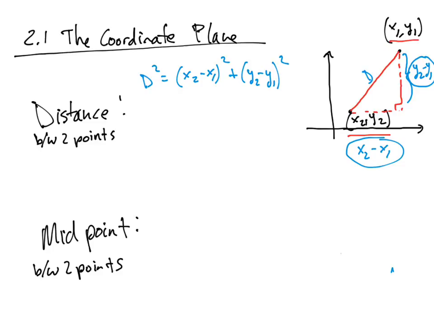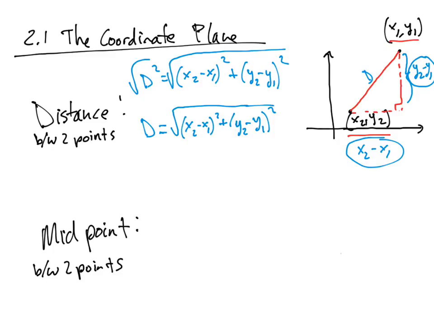Now that's great, but we really want to know what the distance is. So to find the distance, we need to take the square root of both sides here. So we end up with d equal to the square root of x2 minus x1 squared plus y2 minus y1 squared, and that's all under the radical. So there we go, there's the distance formula. And when we're taking a square root, sometimes we think we need a plus or minus there, but because we're talking about distance, this distance will always be a positive value, so only the positive.